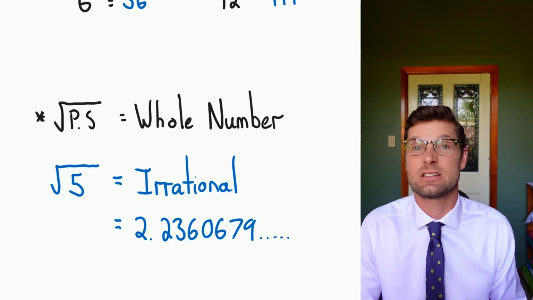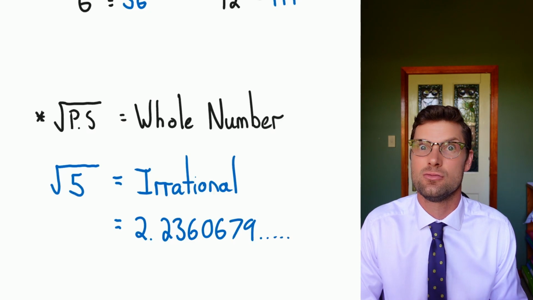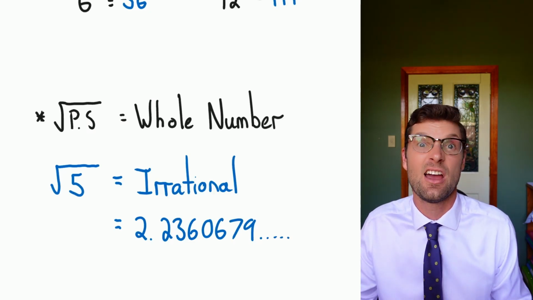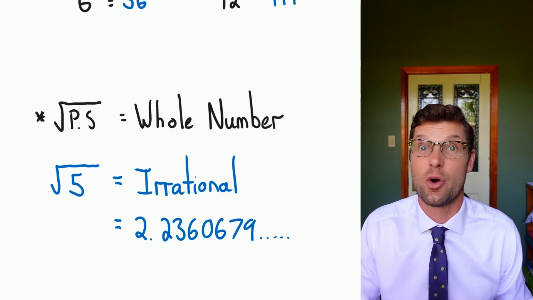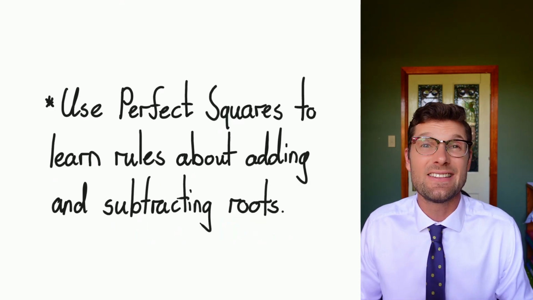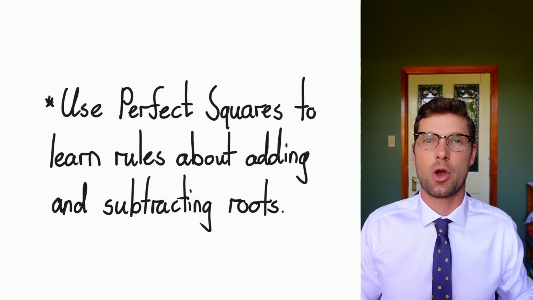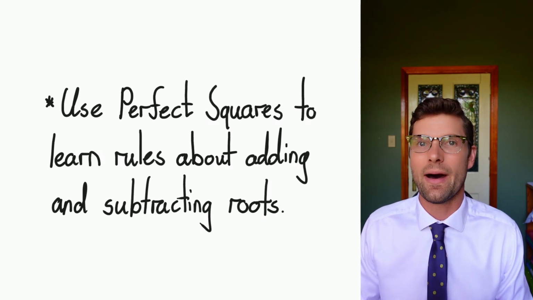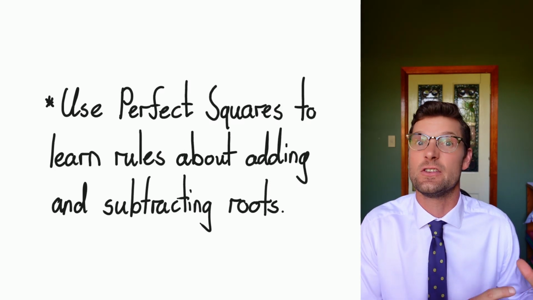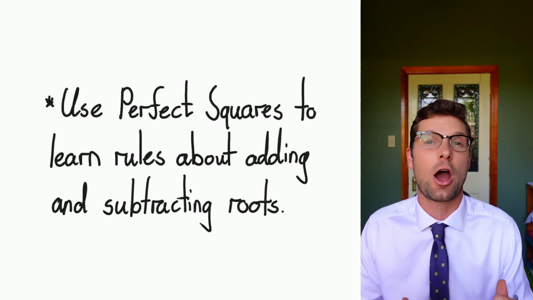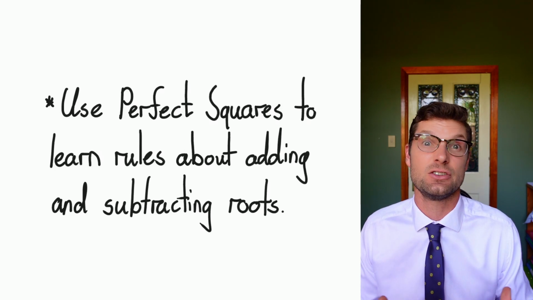So this one, because it's greater than the square root of 4, which is 2, and less than the square root of 9, which is 3, we could guess that it is going to be 2 point something. And for this one, it's 2.23, and so on. The reason that this is important is we can actually use these perfect squares to work out a whole bunch of stuff about adding square roots. Because we know that the square root of these perfect squares is going to be a whole number, we can check our answers really easily.